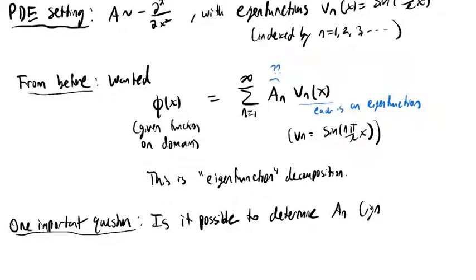Ignoring convergence issues, we're going to forget for now about the issue of whether or not the series converges. Since it's an infinite sum, this is an important issue, because of course, not every infinite sum will converge. For now, we're just going to focus on the question of, is it possible to determine an?